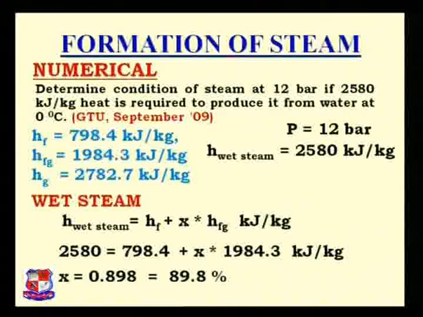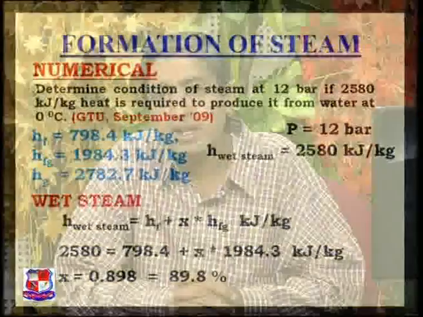So for this numerical, the condition is wet steam and it has a dryness fraction of 89.8%. So we have solved the problem, that is the reverse problem. If the enthalpy is given, then we have to find out the type of steam and the condition according to it.